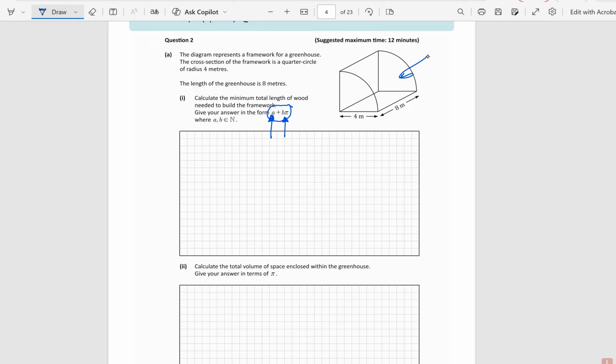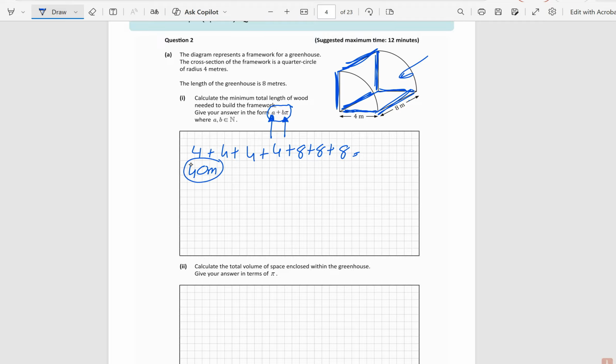So let's start adding up. We know this bit is 4. So 4 plus, we know that's 4, so another 4. We know this is 4, and we know this is 4. We also know this is 8, this bit here is 8, and this bit here is 8. If we add up all of them, we get 40. And it's meters.